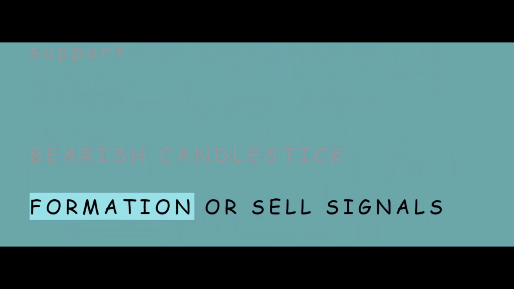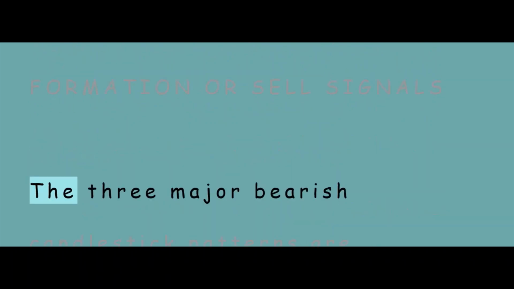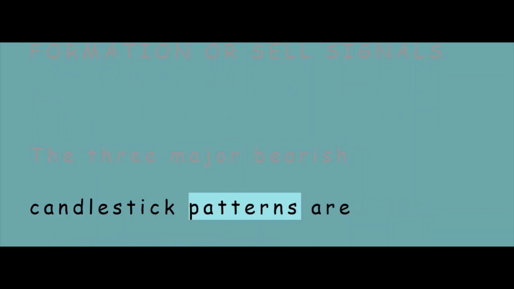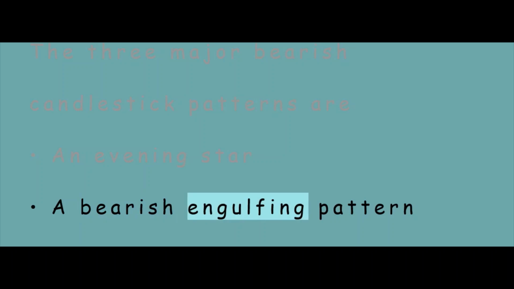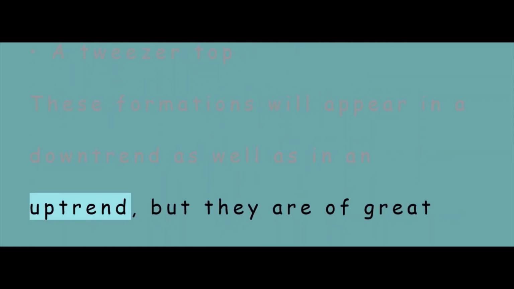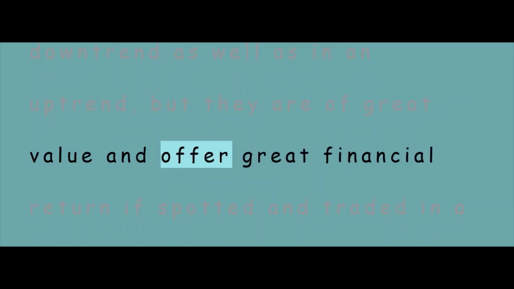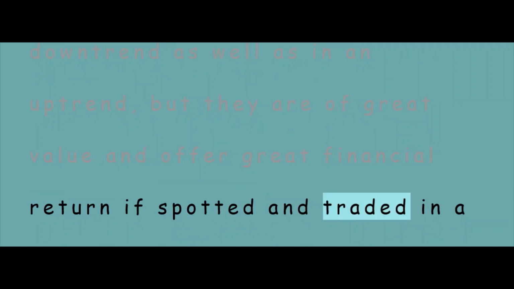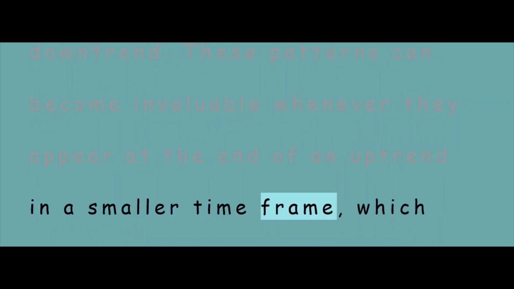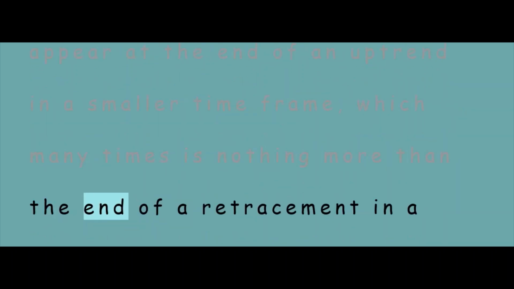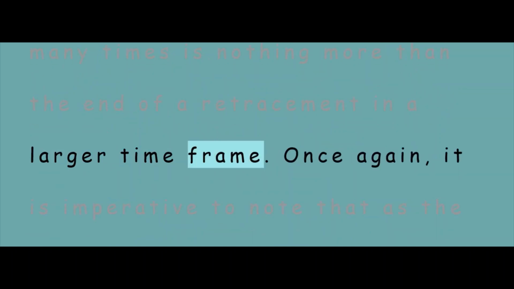Bearish candlestick formation or sell signals. The 3 major bearish candlestick patterns are: an evening star, a bearish engulfing pattern, and a tweezer top. These formations will appear in a downtrend as well as in an uptrend, but they are of great value and offer great financial return if spotted and traded in a downtrend. These patterns can become invaluable whenever they appear at the end of an uptrend in a smaller time frame, which many times is nothing more than the end of a retracement in a larger time frame.